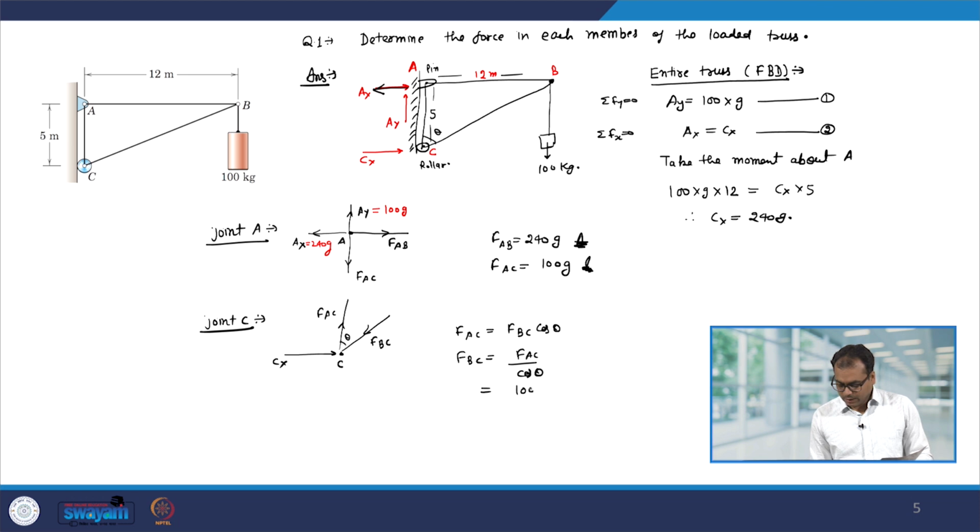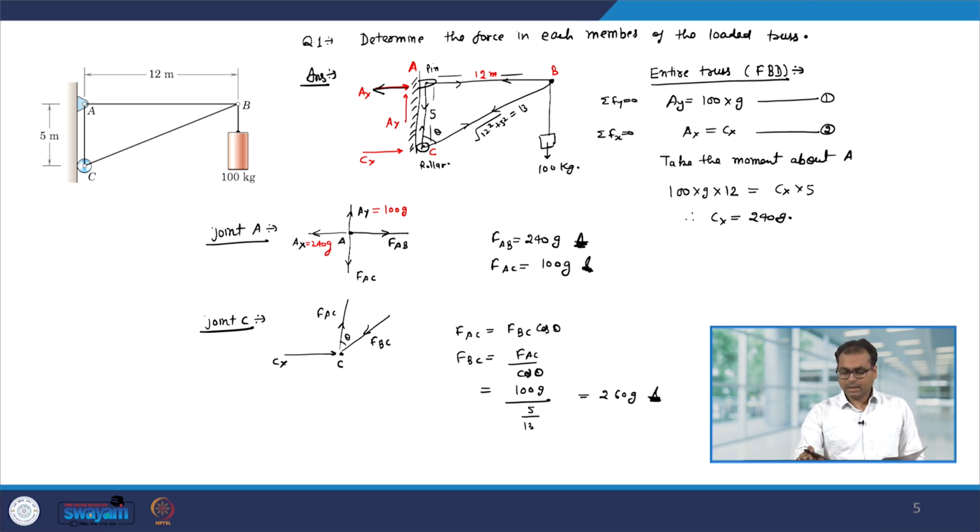just now I have calculated, it is 100 G divided by cos theta, which is 5 divided by 13, because this will be square root of 12 square plus 5 square, equal to 13. So, therefore, this comes out to be 260 G. So, therefore, we have calculated all the forces that are acting in different parts of this truss.